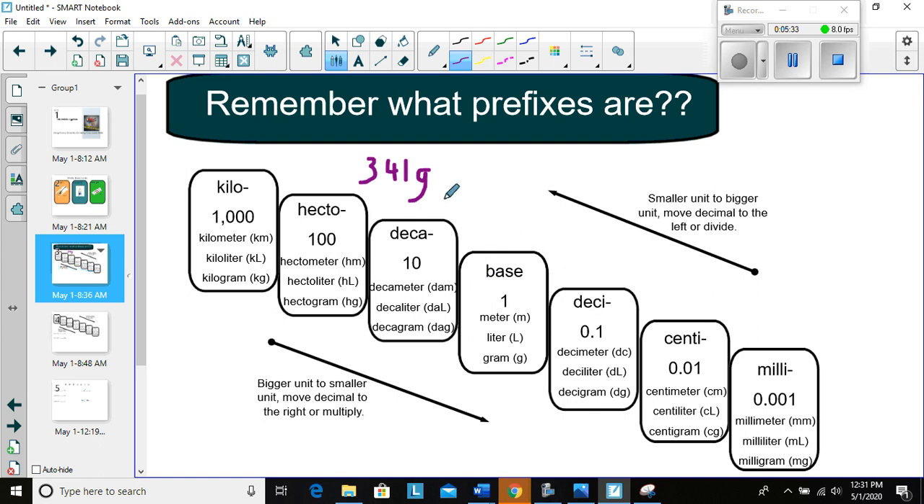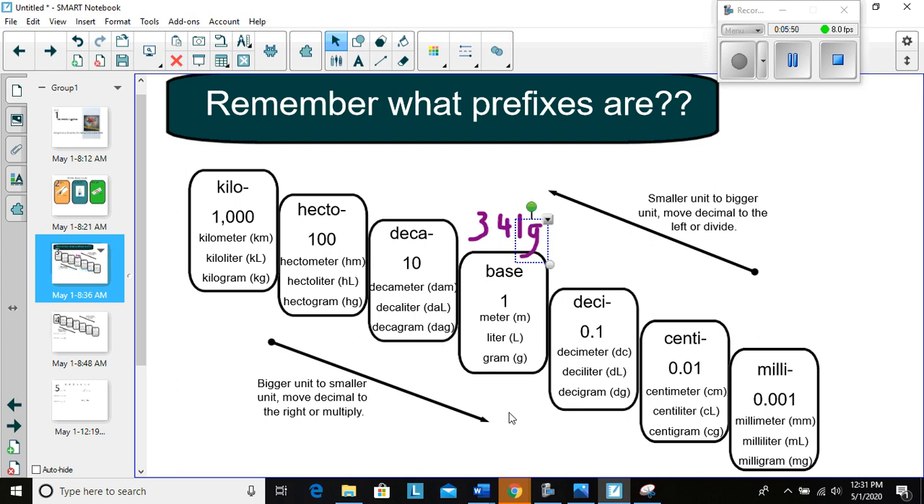But actually, I'm going to move this. I think I can. Let me try. Can I move it? No, maybe not. Oh, I can. Wait, can I move it? Oh, yes. All right, can I move this too? Yes. Okay, I'm going to move that over the base because that's where it is. It's grams, right? So we're going to put that over the base. So 341 grams is using this unit of measure.